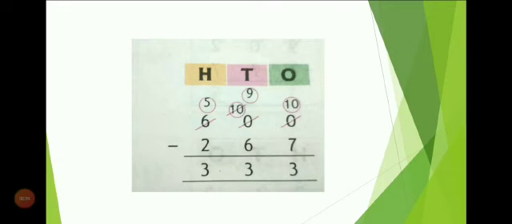Then we will subtract 6 tens from 9 tens. We will get 3 tens. So we will write 3 under the tens column. Then we will subtract 200 from 500. We will get 300. So we will write 3 under the 100 column. So students, it means 600 minus 267 is equal to 333.